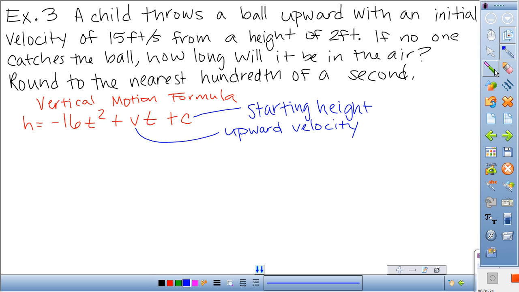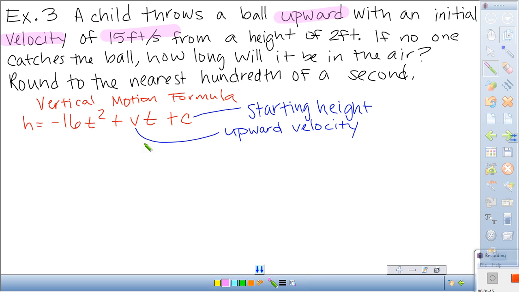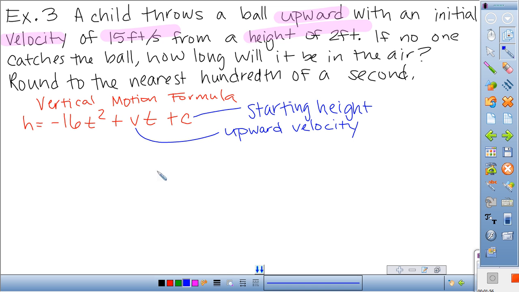So what we have is both those things that we need. We need the upward velocity and we need the starting height. The upward velocity is 15 feet per second. So that's our v, upward velocity 15. The starting height is 2 feet, so our starting height, c, is 2 feet. Okay, so we have all the numbers we need.